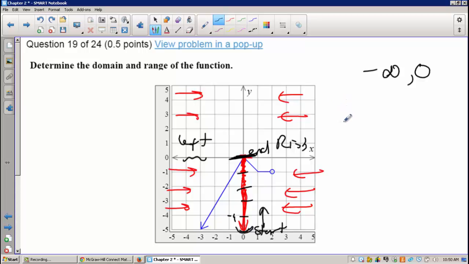Alright, here comes the right pair of symbols: parentheses, brackets, or a mixture. What's the left-hand side? Infinity is always used with parentheses. How about 0? Bracket, because this end was filled in. It was red. This is the right answer. Okay?